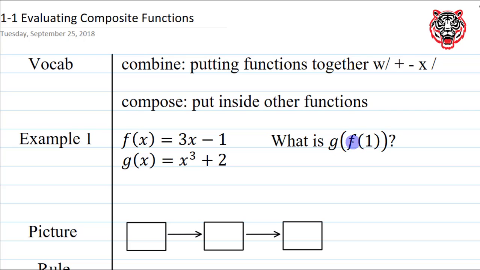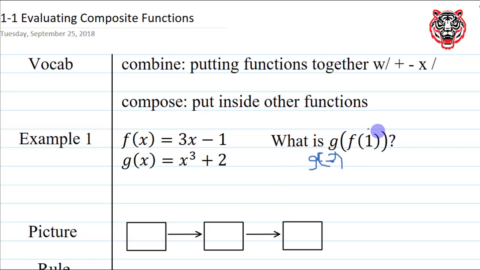What is f of 1? You just did homework yesterday figuring out what f of 1 is. That means I'm plugging 1 into the value of x. So for f of x, 1 gets plugged in for x. 3 times 1 is 3. Minus 1 is 2. So this now turns into g of 2. Handwriting bad, I know. g of 2.